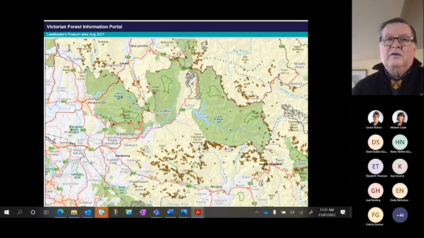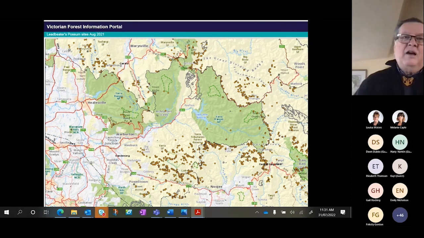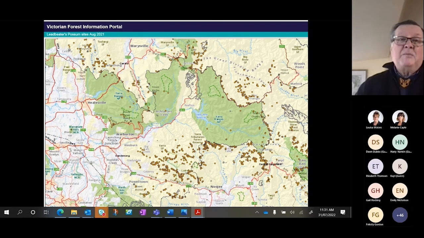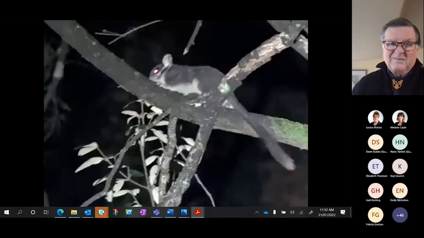And then a group called Watch and others over the years have continued to find more and more Leadbeater's possums and got all these 200-meter zones. So you can see all those areas have been protected. So although there are only 200-meter radius zones, 12 hectares, there are many of them now, and they are having an effect. And this is the sort of footage.